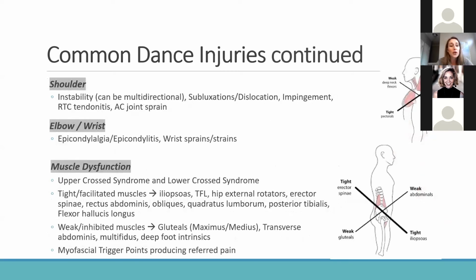Going into the shoulder and elbow and wrist, especially thinking about this with our male dancers that are having to partner. Any instability in the shoulder, like Emma was mentioning, it can be multi-directional. There could be subluxations and dislocations. There can be impingement, rotator cuff tendonitis, AC joint sprain. At the wrist, if there's falls or with partnering, any sprains or strains, and of course at the elbow, another load-bearing joint when you're in a partnering position, with epicondylalgia or epicondylitis.